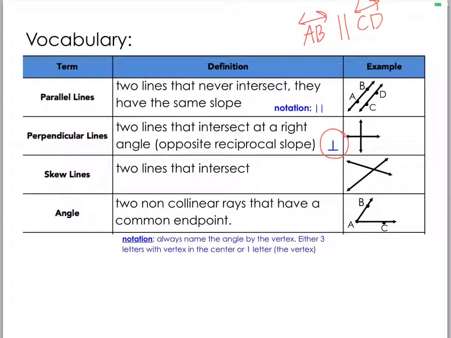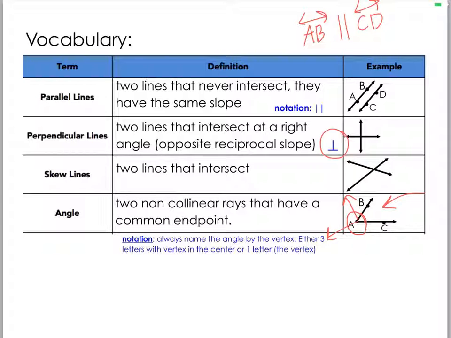An angle is two non-collinear rays that have a common endpoint. So I can see kind of your basic example. Now, notation, you're always going to use the vertex of the angle. You can either name it by the vertex if it doesn't have anything branching off of it. As soon as you start adding more things in, it gets more complex.